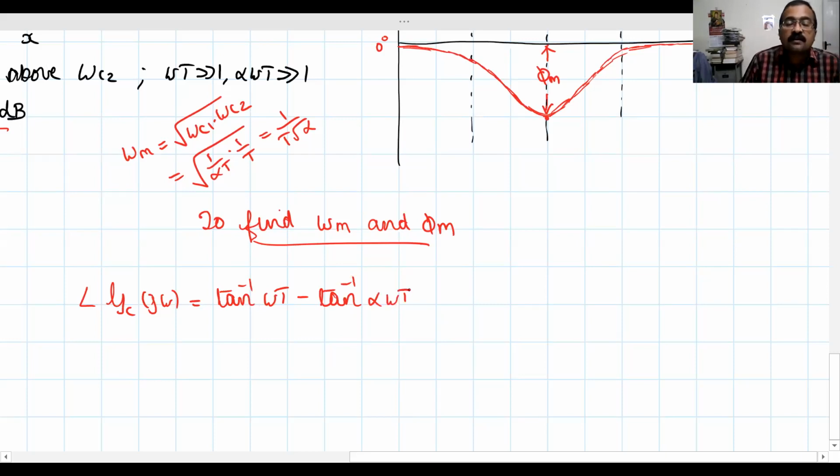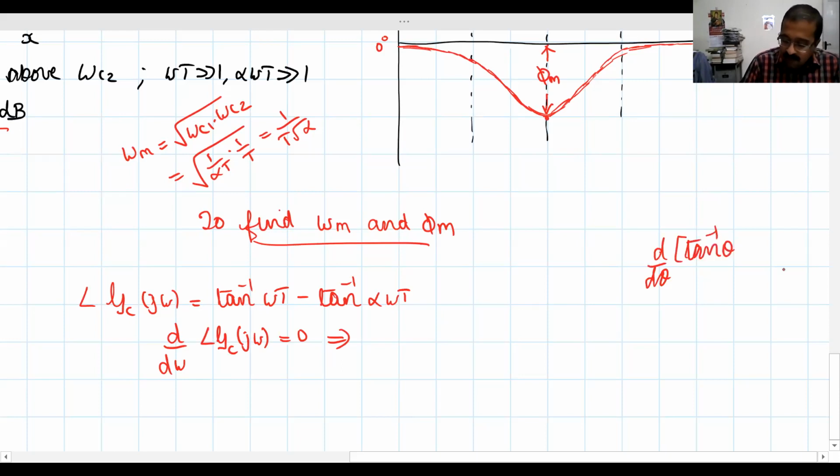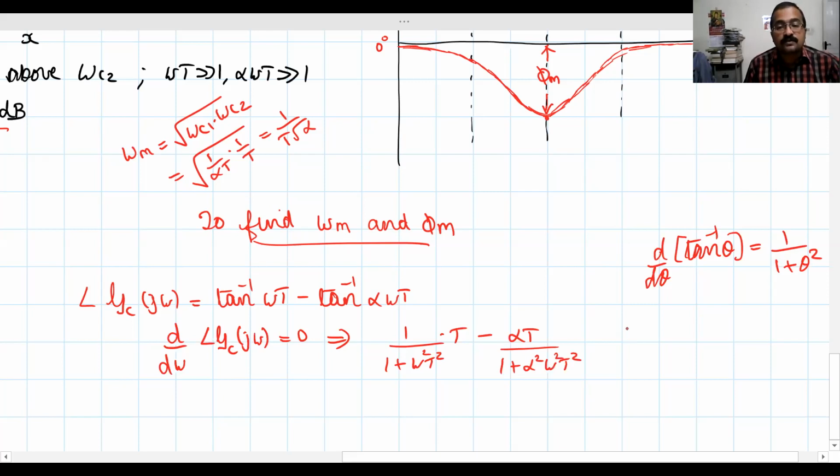Now, how can you find the maximum of a function? Differentiate it and equate it to 0. So d by d omega of angle GC of j omega equals 0. How can you differentiate this? d by d theta of tan inverse theta is nothing but 1 by 1 plus theta square. If you do this, you will get 1 by 1 plus omega square T square into T minus alpha T divided by 1 plus alpha square omega square T square equals 0.